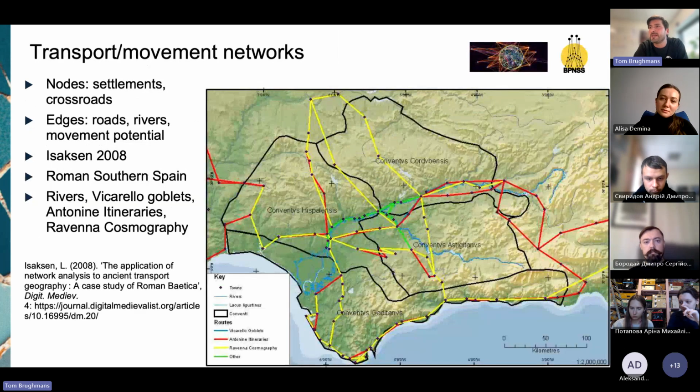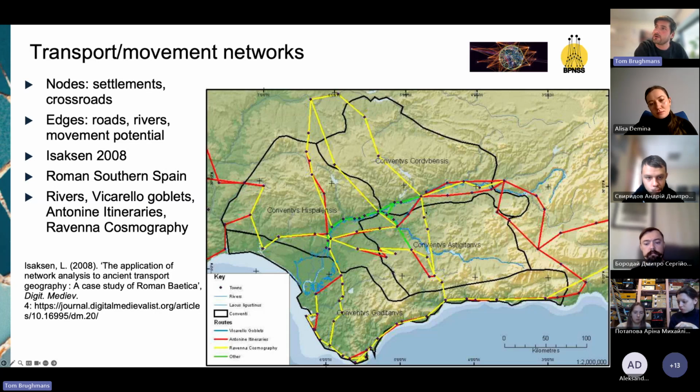Here's an example of mobility networks that are more based on empirical information. Well, they are less derived, and more a representation of some sources. We're looking at the south of Spain, the Roman province of Baetica, and we're looking here at the Guadalquivir River and its valley. All of these dots are places that are mentioned in historical sources that mention the ability to move from one place to another.